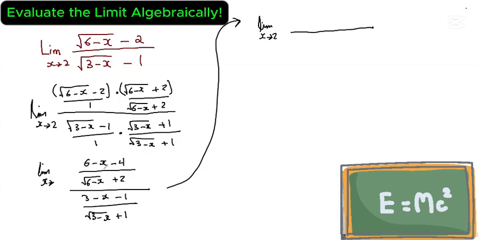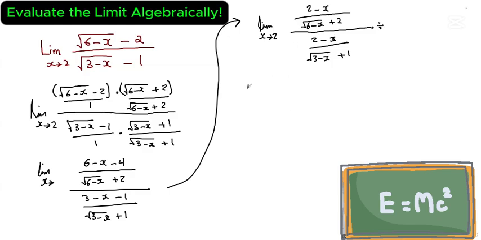So what you're going to get on top here, 6 minus 4 is 2. So you're going to get 2 minus x all over root 6 minus x plus 2. And here the same thing, 3 minus 1 is 2. So that's going to be 2 minus x all over root 3 minus x plus 1. Now remember, this is division right here. So these here will cancel.